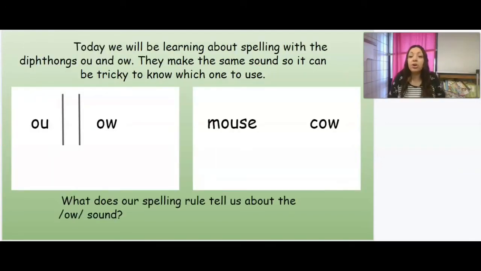All right. Today we're going to be learning about spelling with those diphthongs OU and OW. They make the same sound, so it can be tricky to know which one to use. So we do have a spelling rule, remember. We're going to put OU usually if it's at the beginning or the middle of the word. And then if it's at the final position, we're going to use OW. So here's an example. Look, mouse. OU falls in the middle. OW falls at the end.